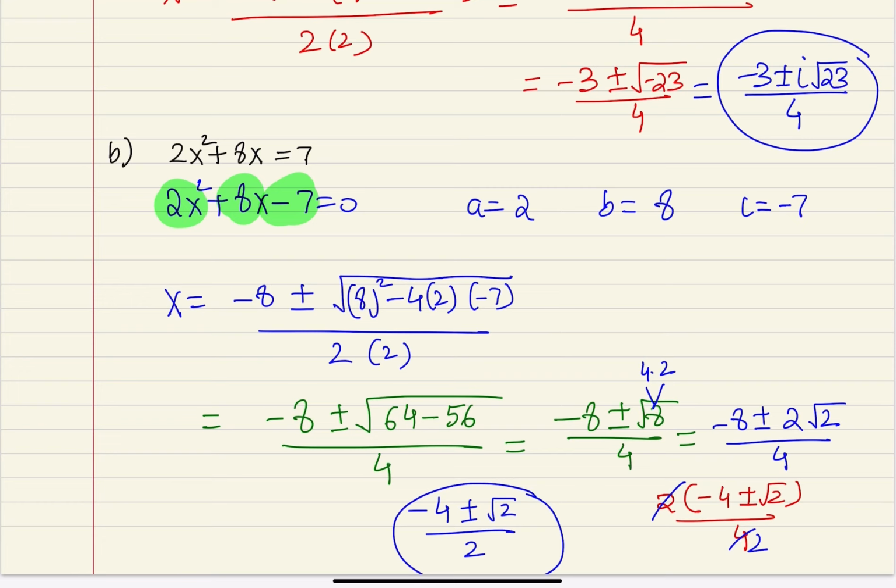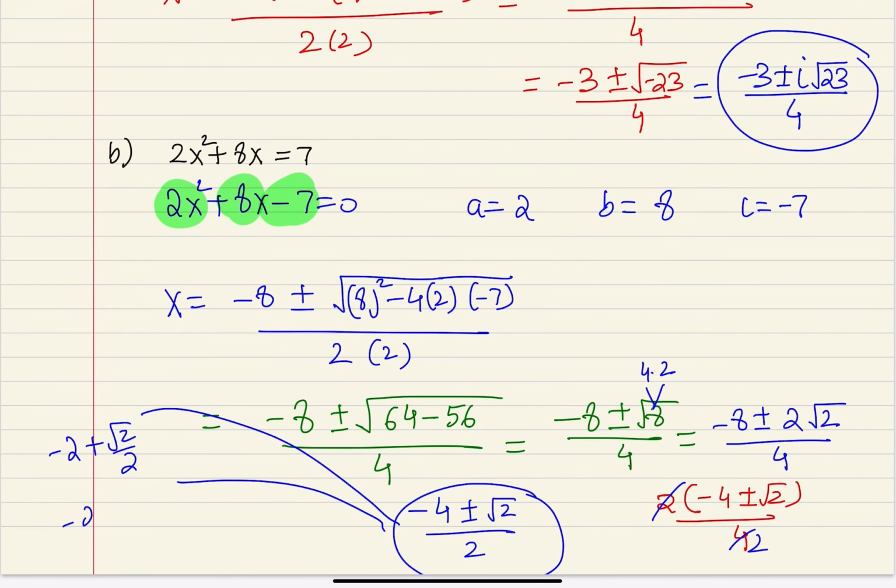If we really want, we can write it as two separate fractions, negative 4 over 2 plus root 2 over 2, which would be negative 2 here, and negative 2 minus root 2 over 2. We cannot really cancel the 4 and the 2 because negative 4 in the numerator is a part of a binomial, and we're not able to take that out from that binomial.